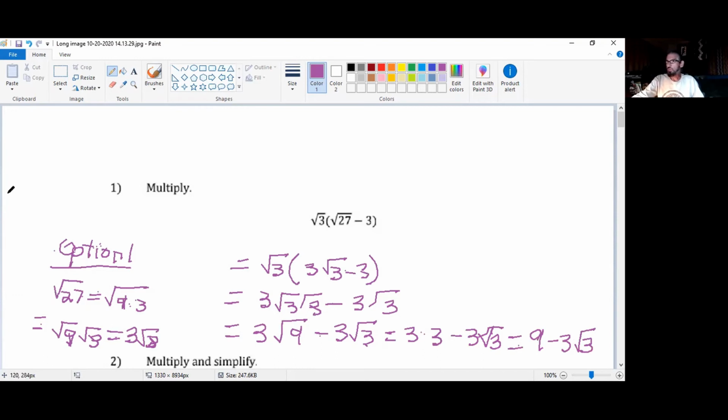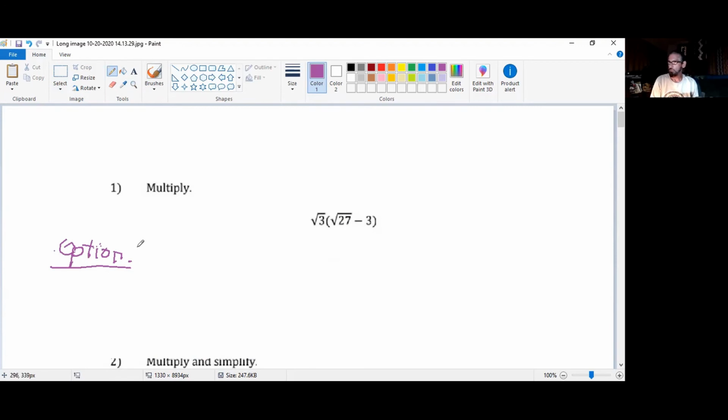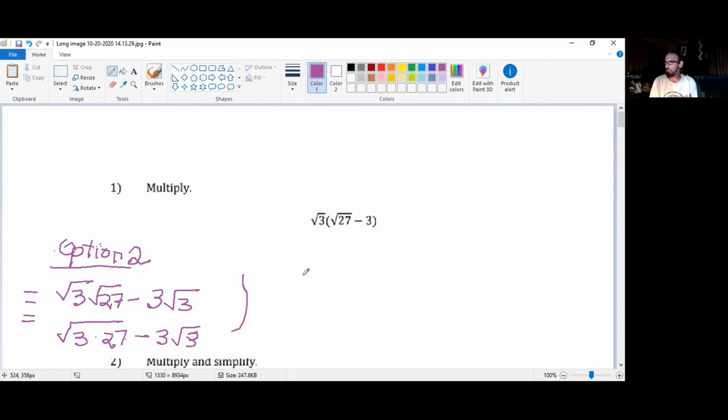So in option 2, I'm going to show what happens if we just distribute the square root of 3 to begin with. If I distribute the square root of 3 to the square root of 27 and the minus 3, I'll put the square root at the back, a coefficient in front. Working with the product rule in the other direction, put the 3 and the 27 together, multiplied together inside that first radical. And 3 times 27 is 81.